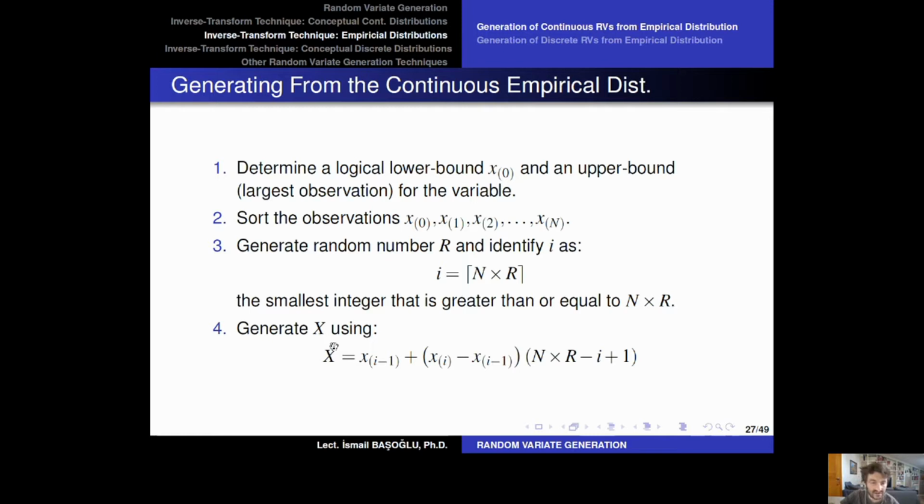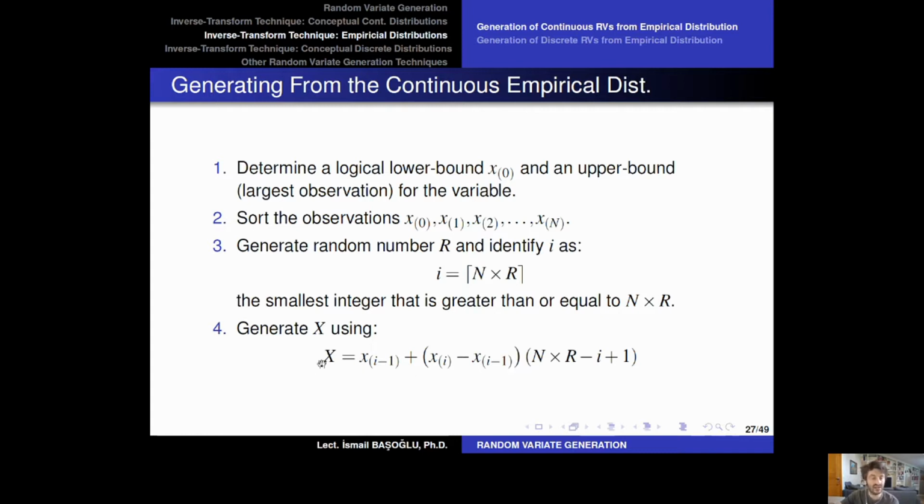And then after determining the smallest integer, you are going to choose the (i minus 1)th index and the ith index from the above order statistics, and you are going to apply a shift and scale operation. Now you are going to multiply N with r again, you subtract i and add 1, and then you multiply this value with x_i minus x_(i-1), then you add it to x_(i-1).